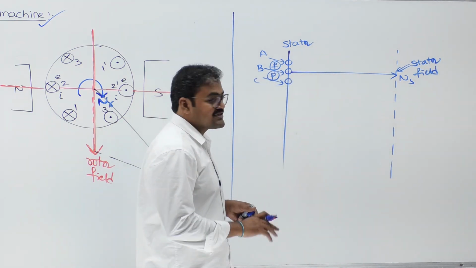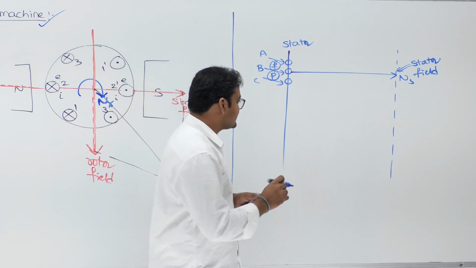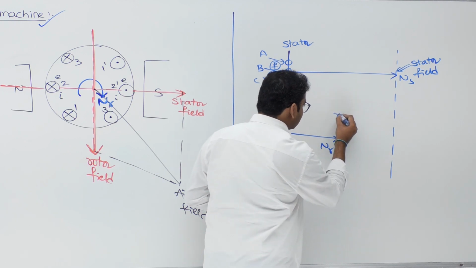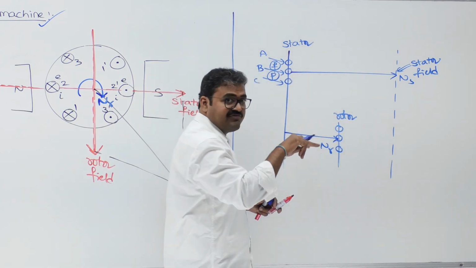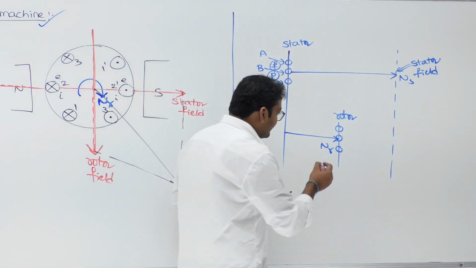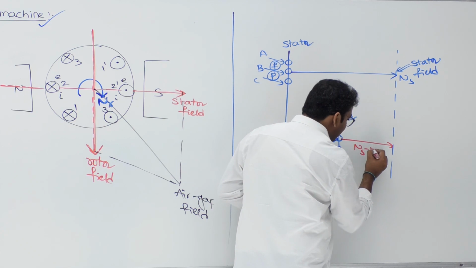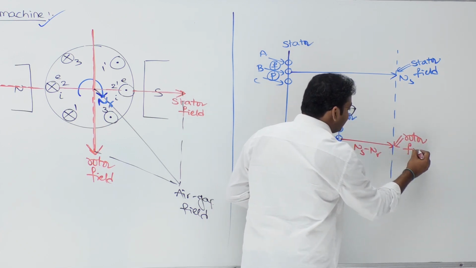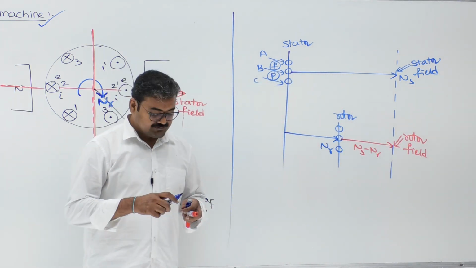Clear? Next. Rotor will rotate exactly at synchronous speed or near to synchronous speed? Near to synchronous speed. This is rotor. What is the frequency of rotor? Slip frequency. Therefore, the rotor field will rotate at slip speed. This is ns minus nr. This is the position of the rotor field. If you remember this diagram, you can answer any question from induction machine as well.